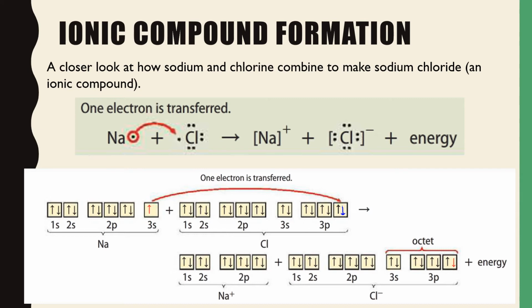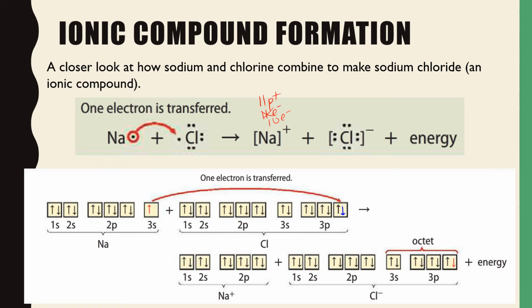This arrow is showing the electron moving from sodium to chlorine. As a result, sodium becomes positively charged. Sodium starts out with 11 protons and 11 electrons. But with the removal of 1 electron, it now only has 10. I can see that the number of positives outnumber the number of negatives, so it has a positive 1 charge.